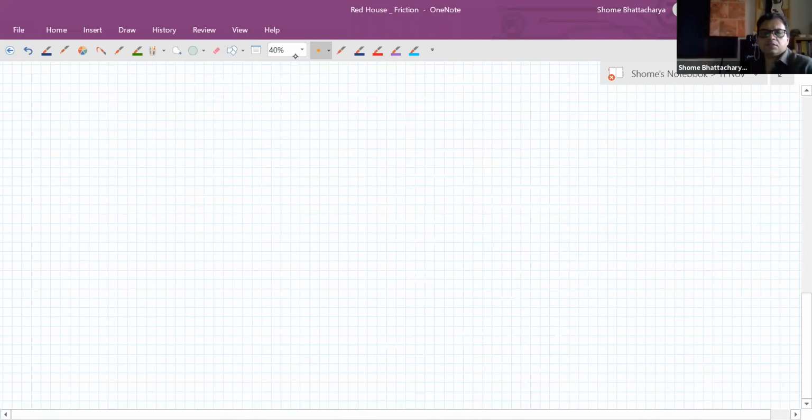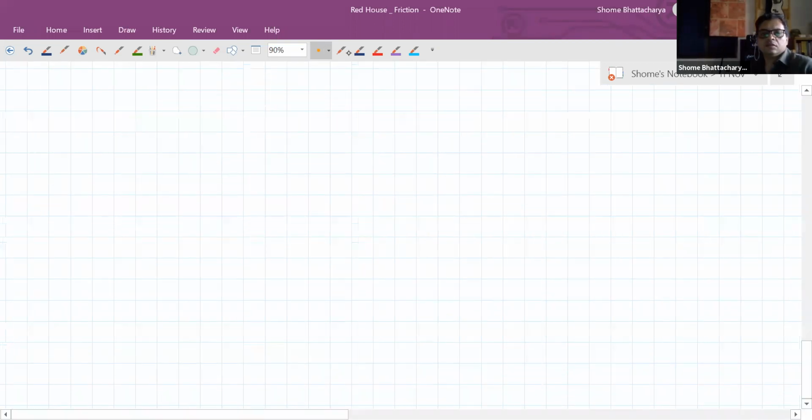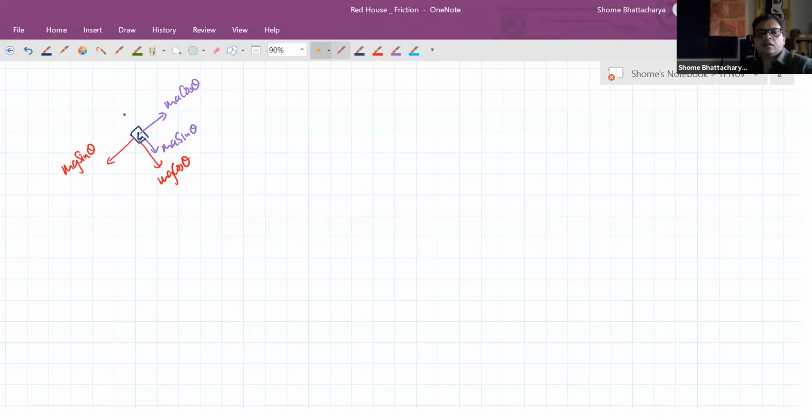Now, on the other hand, what happens if in the same situation it is the other way around? Suppose on the block, mg sin theta was acting like this, but instead now if my dominating force is the pseudo force's component along the inclined plane, if ma cos theta turns out to be greater than mg sin theta, that is in fact the case, then the block will tend to slide up the inclined plane.